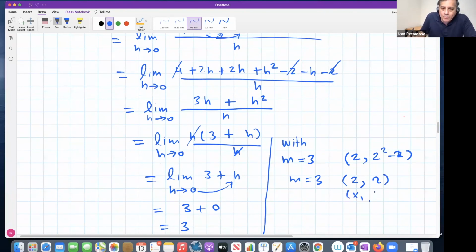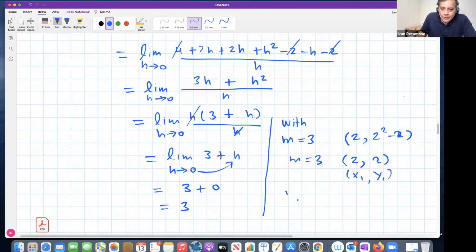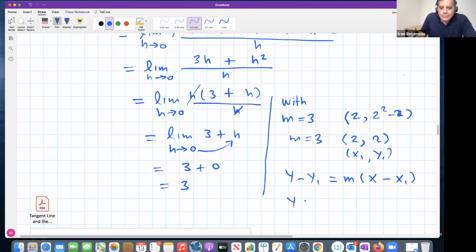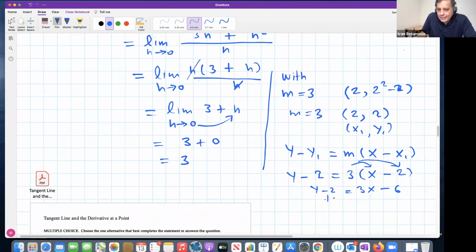I use the point-slope form of the equation of a line. You may use a different method or approach, but I use this form because it will be used in Calculus 2. So y1 is 2, the slope is 3, and x1 is again 2. Simplify this: 3x here, 3 times 2 is 6, then add 2 to both sides. y equals 3x minus 4 should be the equation of the tangent line.